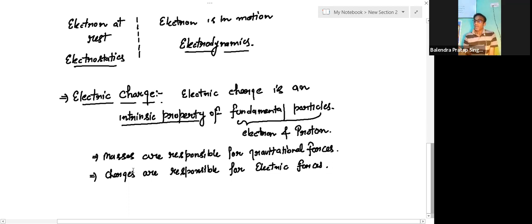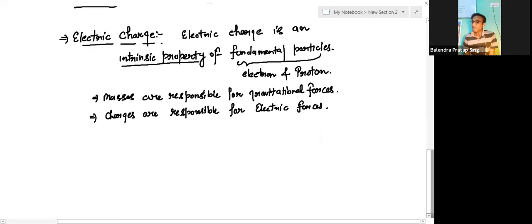But there is a difference between electric and gravitational forces. Mass has only an attractive property. If you put two masses and bring them close, they will only attract. But charges have a different property in comparison with mass. If you put two charges, they attract and they also repel each other. So how many kinds of charges exist in nature? Anyone?